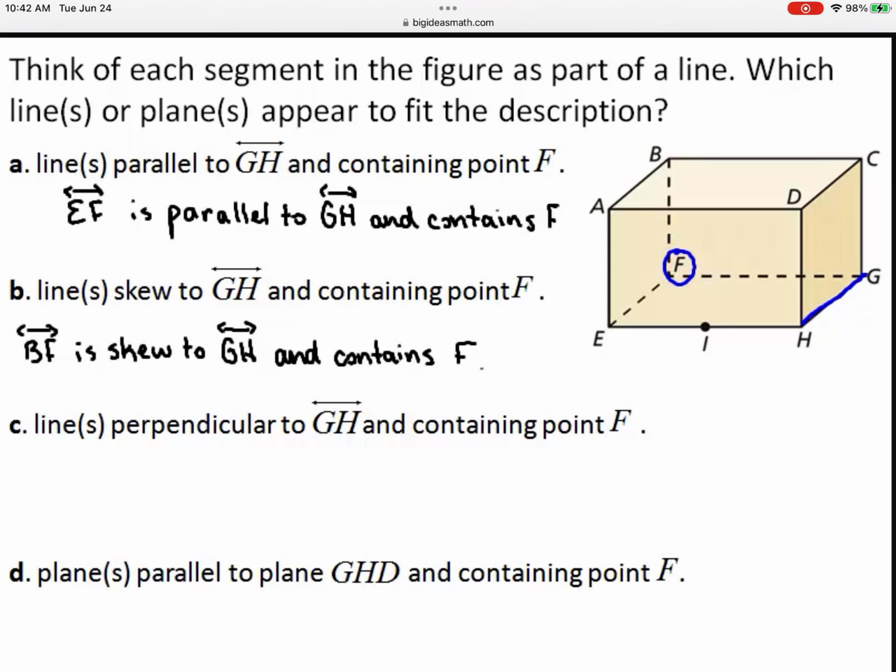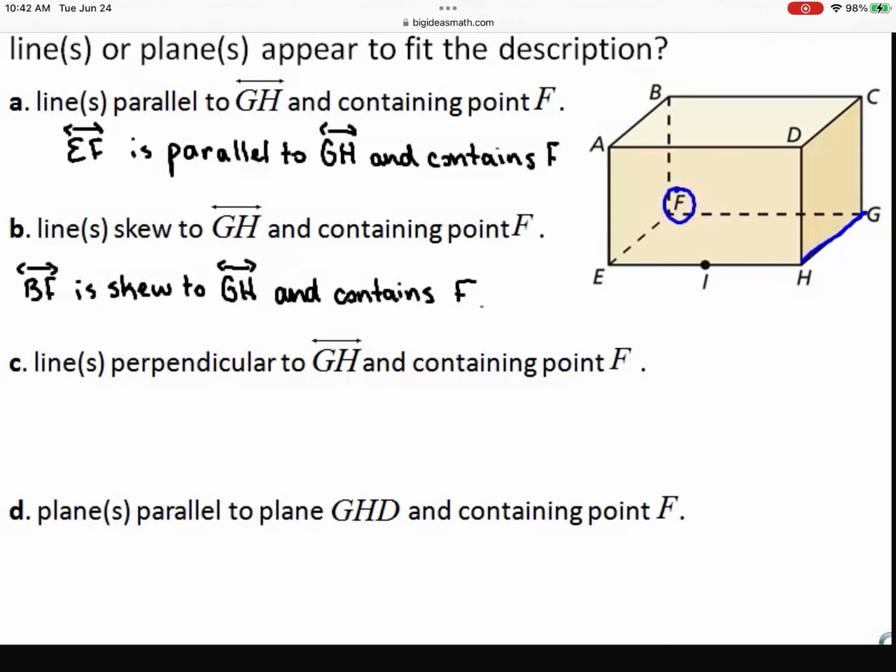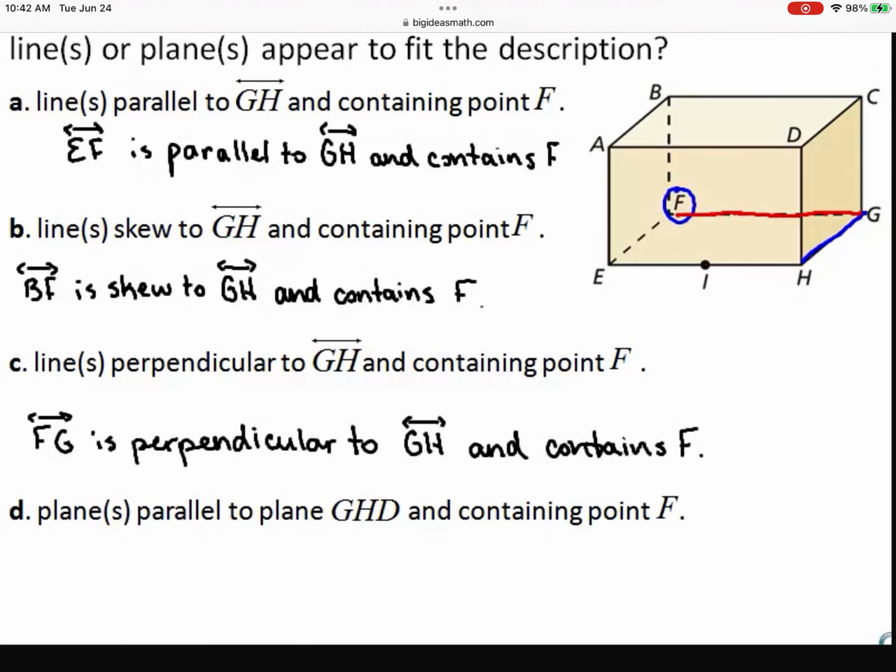Part C. Line or lines perpendicular to line GH and containing point F. So line FG is perpendicular to line GH and contains point F, because line FG is the only line that contains point F that intersects line GH and lies in the same plane as line GH.